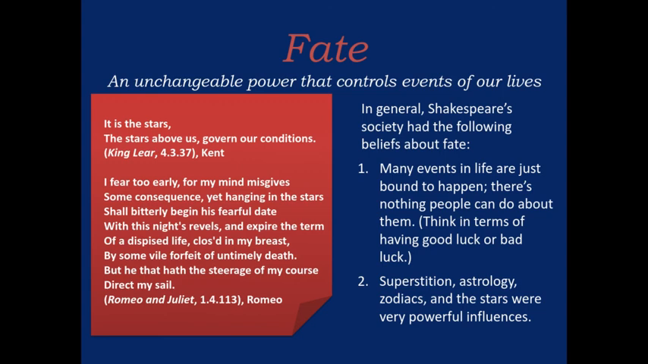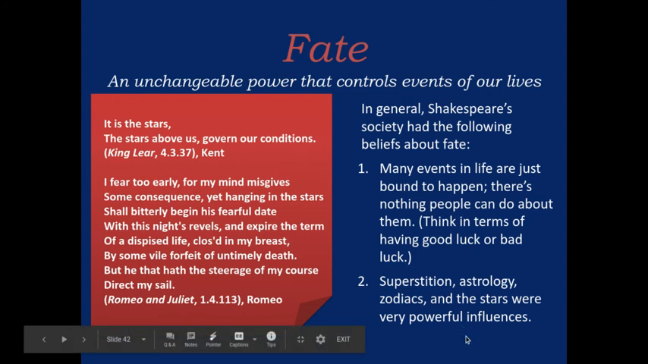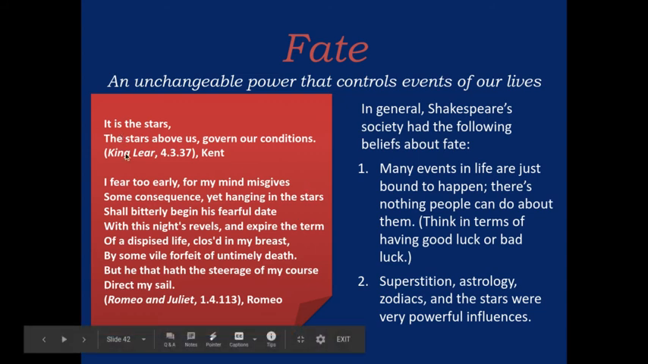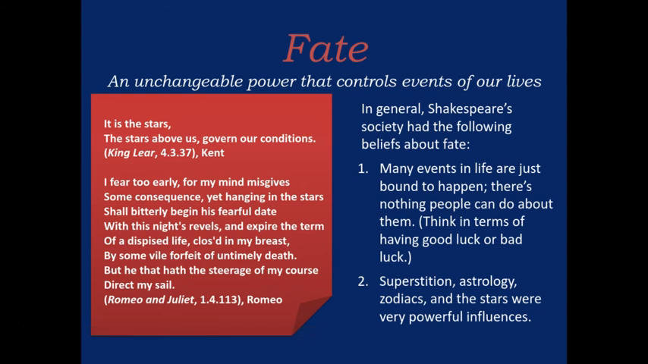So they believed a lot in superstition, astrology, zodiacs, and the stars were often powerful influencers for that. So you see this example here where it says, "If the stars above us govern our conditions." So here they're already saying that the stars are what should be something to blame. It's already written in the stars. There's nothing you can do.